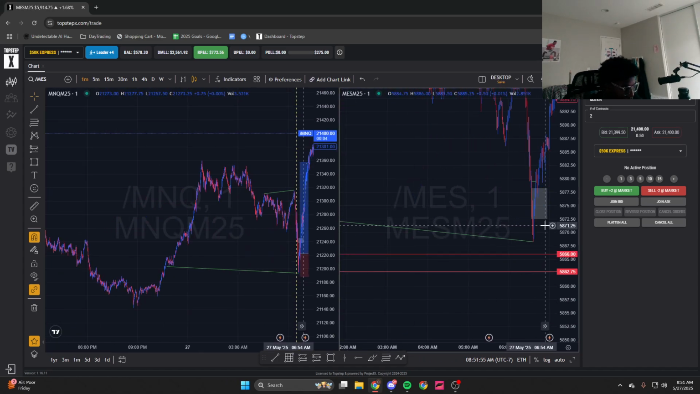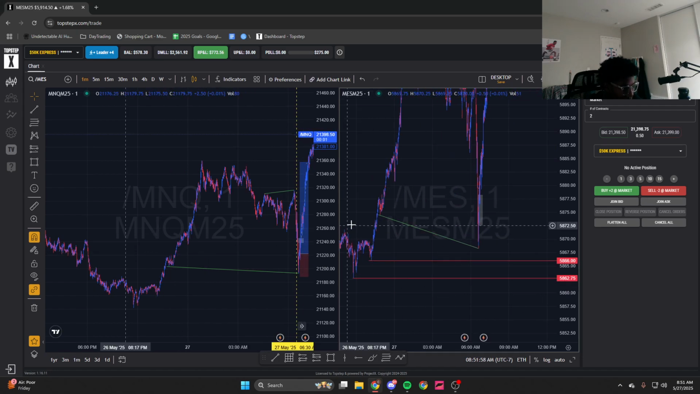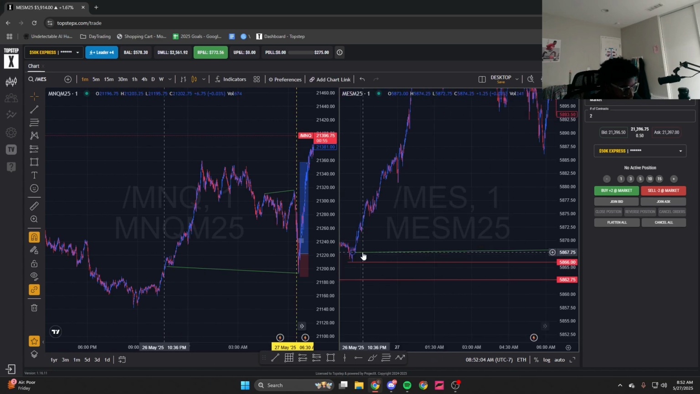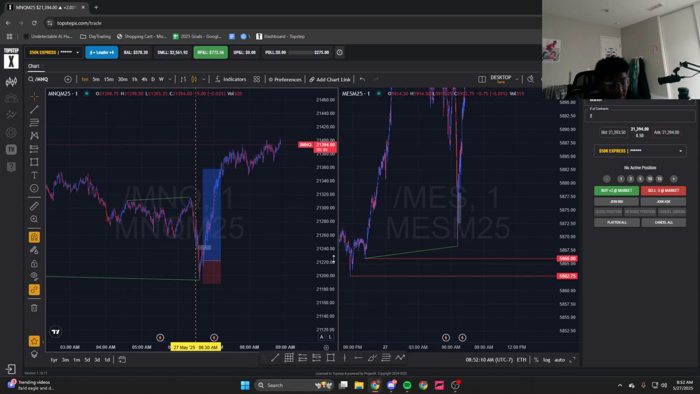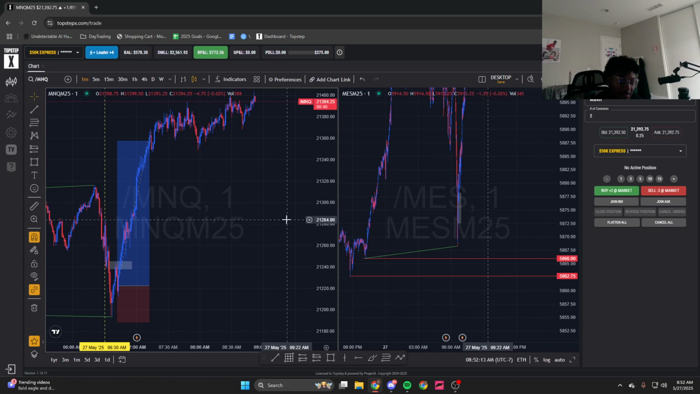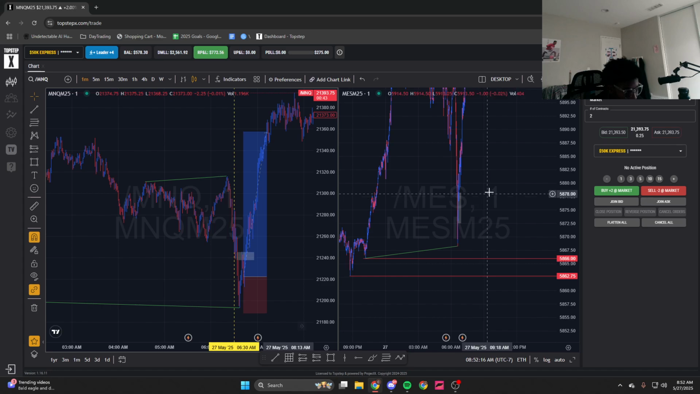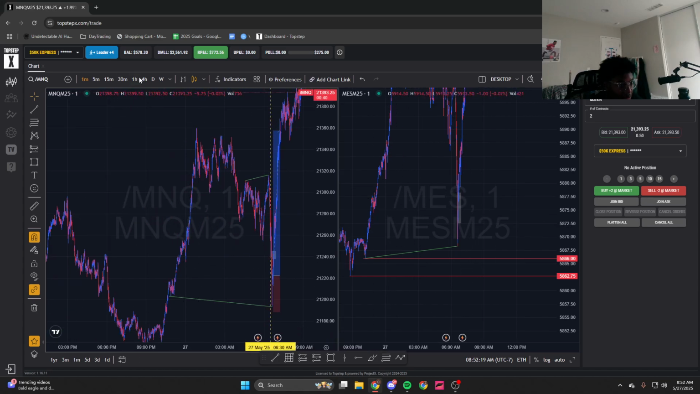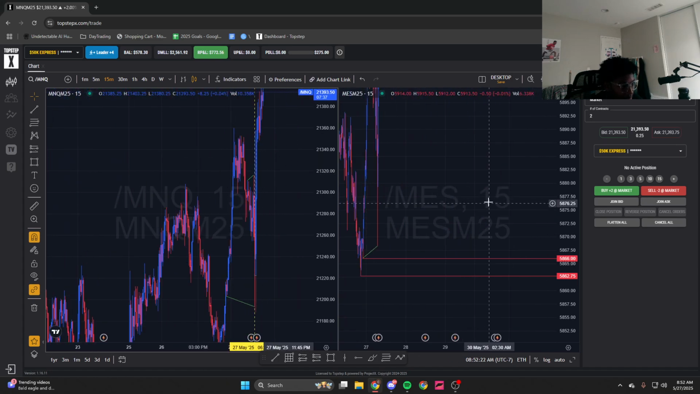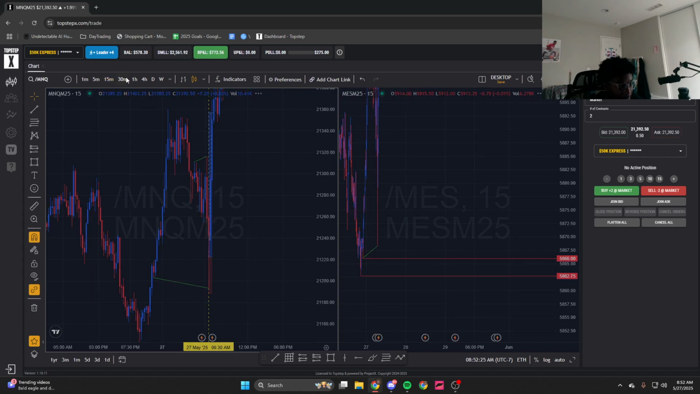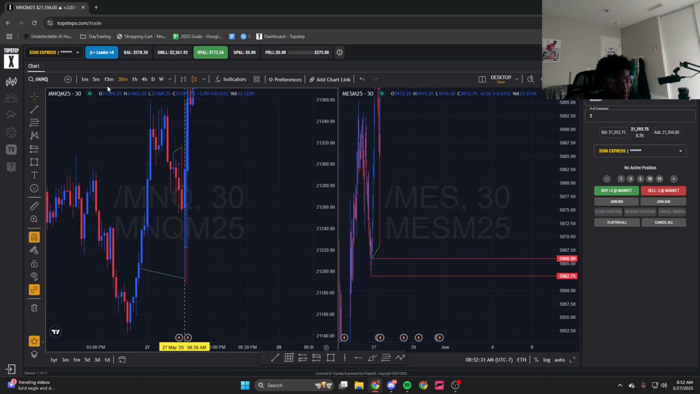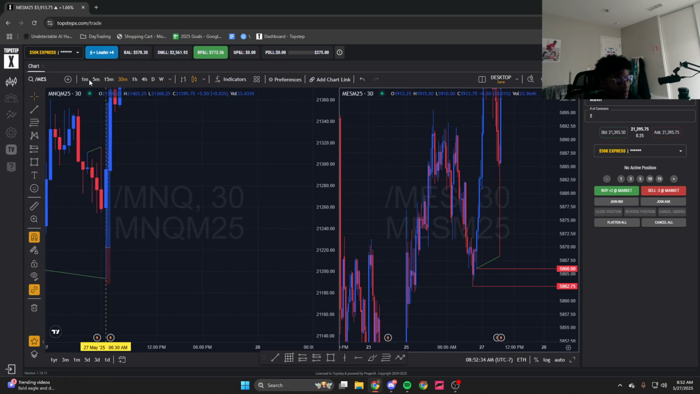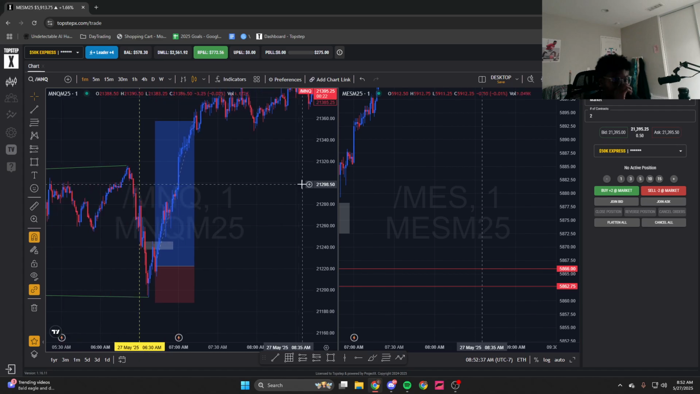But we got an SMT right here at these lows. Once you see an SMT, pretty much exit your trade or enter the trade in that direction. I trusted this SMT more because it's on a higher time frame, on the 15-minute. Maybe not on a bigger time frame, but it's definitely a bigger SMT. So that's pretty much why I entered that trade.